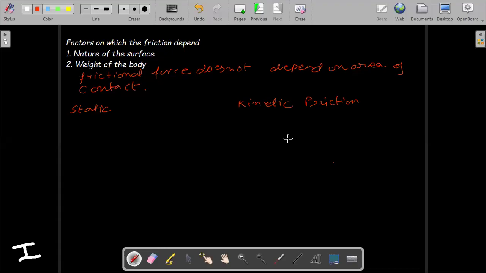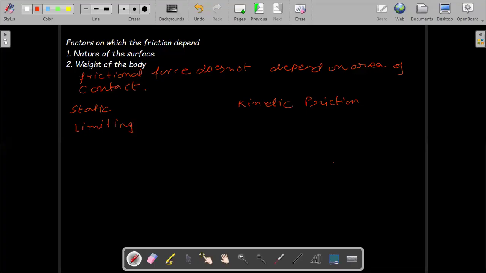What is limiting friction? See, we are covering both chapters. We are covering the chapter force and we are covering the chapter friction also. So force and friction, both the chapters are being covered.